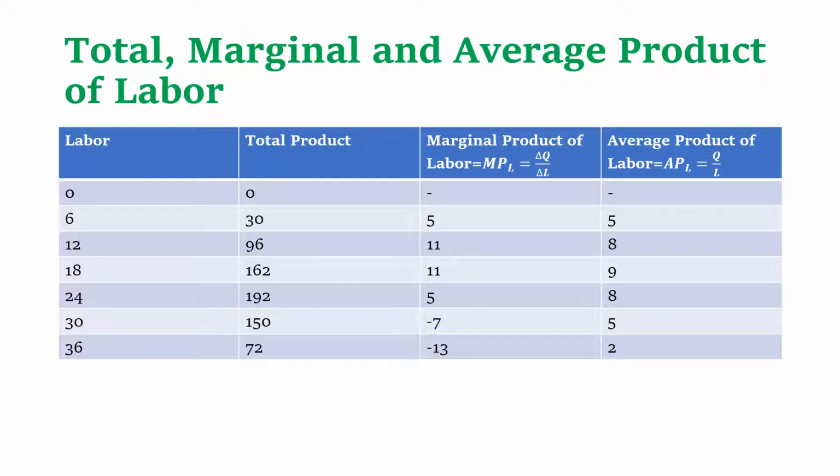Now, if we look at the average product here, the average product is the next curve that attains a maximum. It attains a maximum at L equals 18. At L equals 18, the average product of labor is 9, and then it declines thereafter. As a matter of fact, the marginal product is going to cut the average product at the maximum point of the average product.